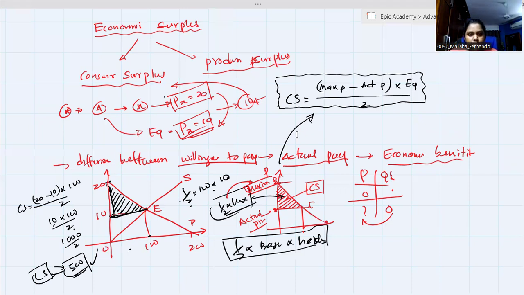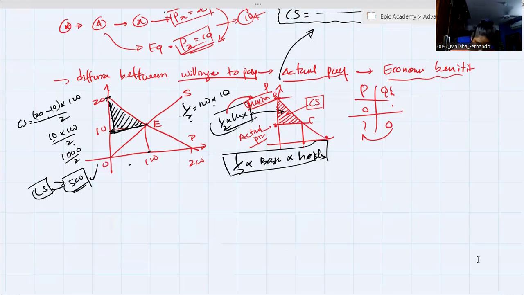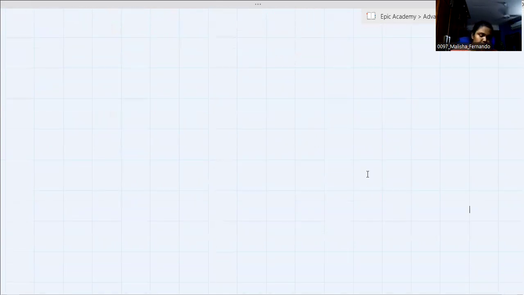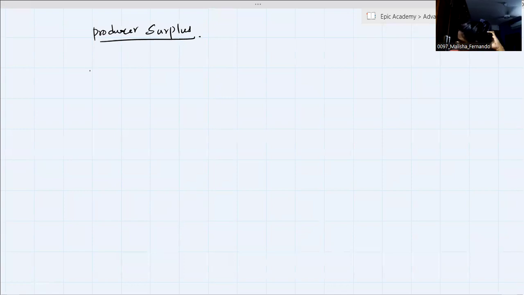Okay, now this is the time we can move to the producer surplus. I think you got the idea of the consumer surplus. Yes, sir. Then we can move to the producer surplus. Producer surplus means the difference between the price at which producers are willing to sell.